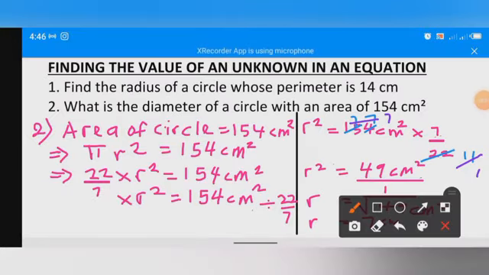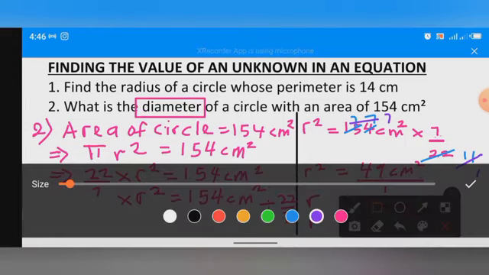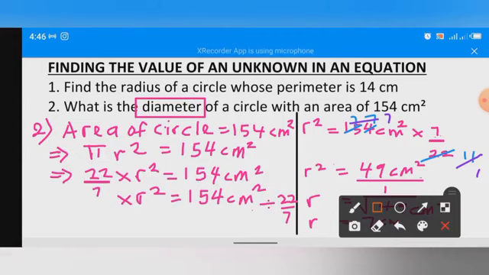Okay, now to the second question. We are asked to find the diameter of a circle with an area of 154 centimeter squared. Now, in this question, the information given is area. We are given the value of the area of the circle.